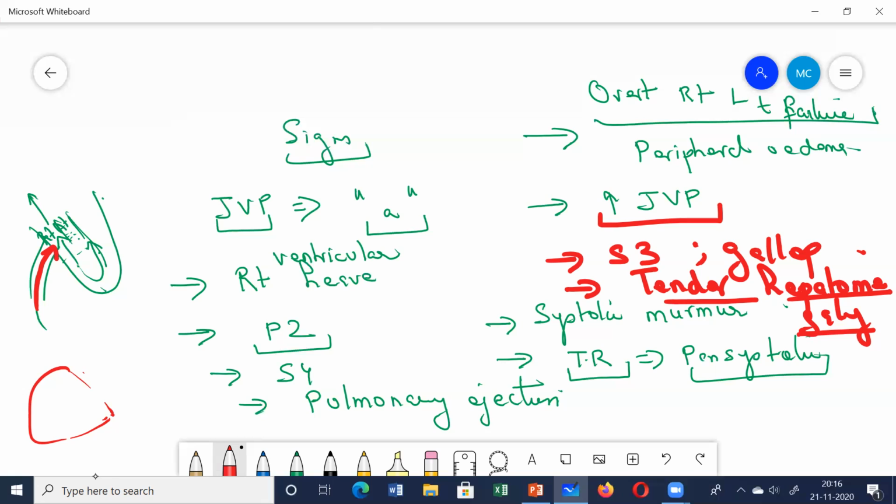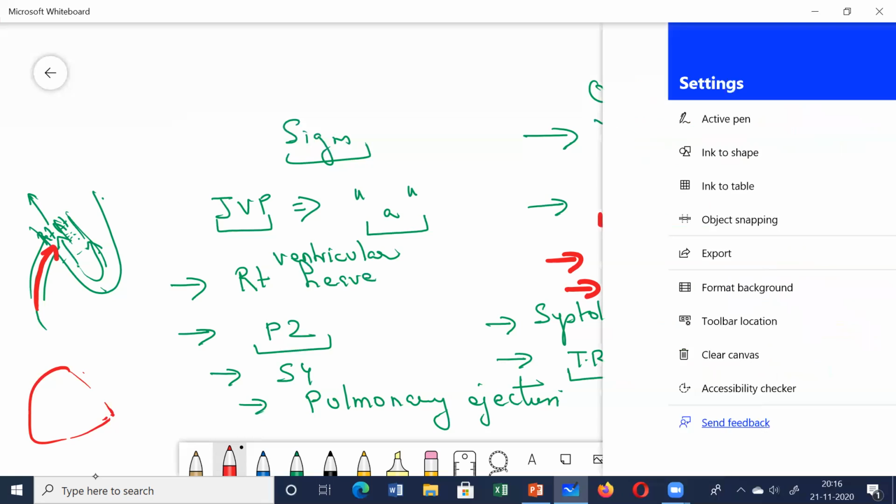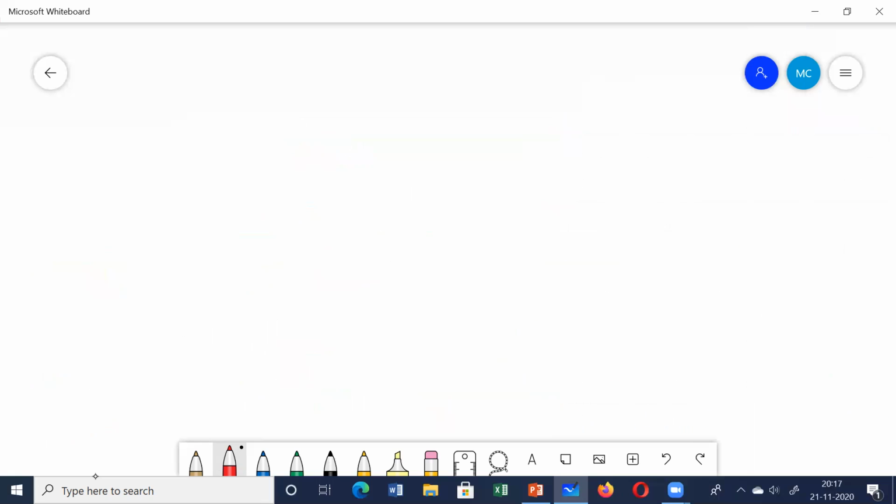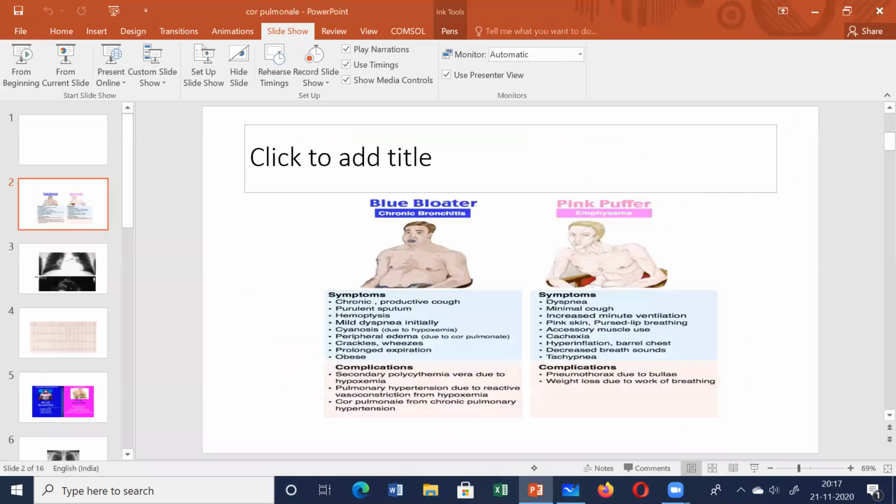Okay, so next let us look at the investigations. This is what the patient has presented to you with. You saw the signs in the patient. Next, obviously, we have to go for investigations to confirm what we are suspecting, whether it is correct or not. So first we shall go for the chest radiography, the chest X-ray.